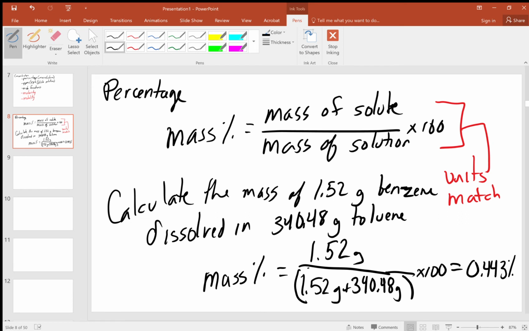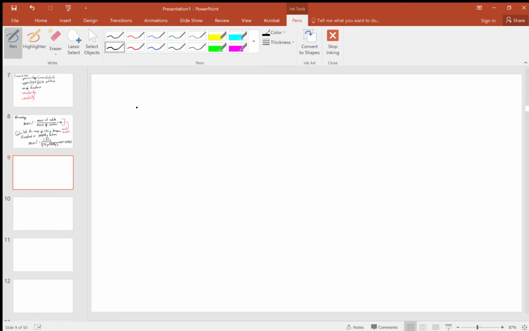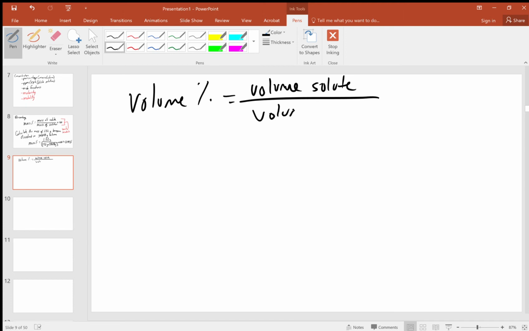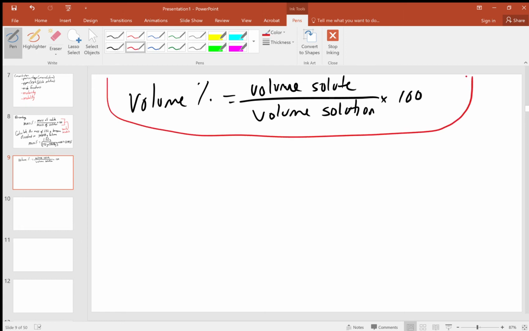And you can also calculate volume percentages. You would do that in exactly the same way. The volume of the solute over the volume of the solution times 100. We don't use this very often. Most of the time percentages are mass percents.